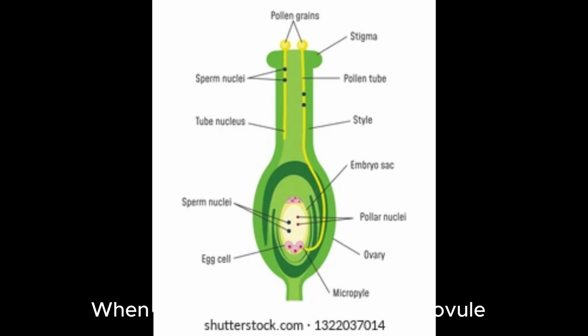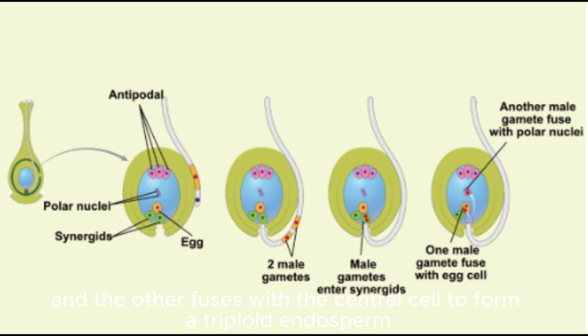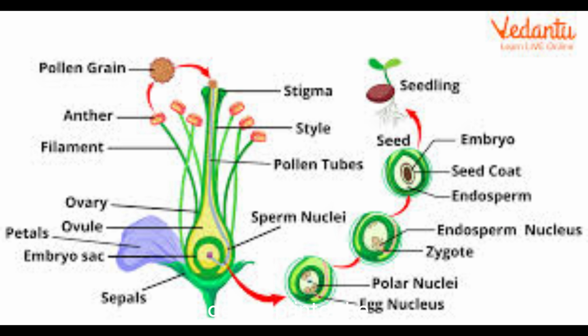When the pollen tube reaches the ovule, it enters the embryo sac through a small opening called the micropyle. 1 male gamete fuses with the egg cell to form a diploid zygote, and the other fuses with the central cell to form a triploid endosperm. This unique event is called double fertilization, and it occurs only in flowering plants. The zygote will develop into the embryo, and the endosperm will provide food for the growing embryo.